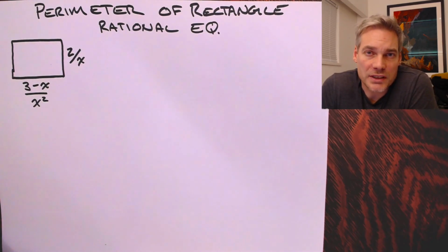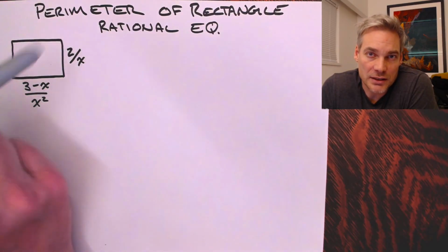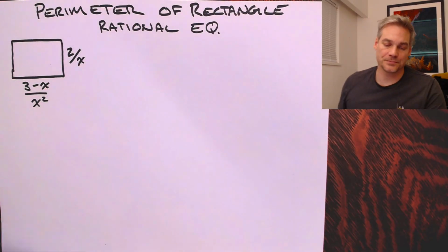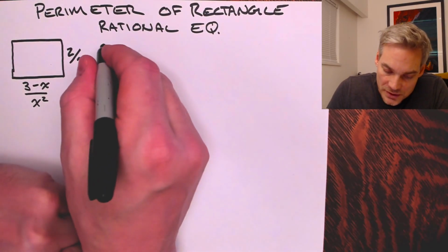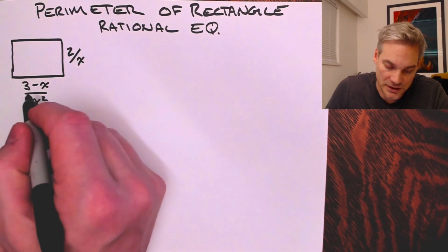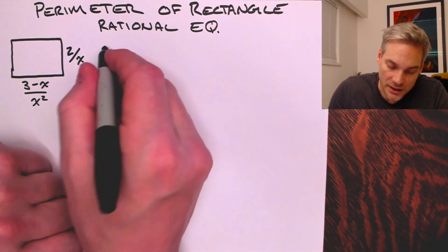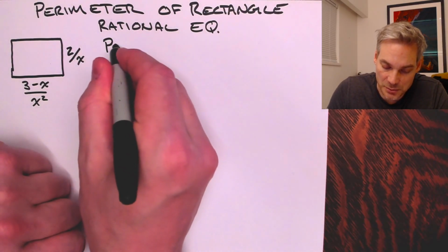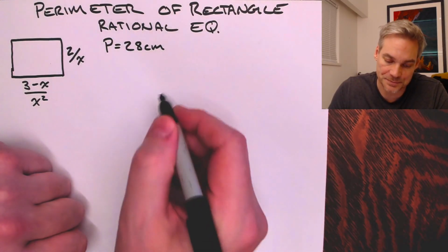Okay, so in this we're going to go over a problem where we solve for the perimeter of a rectangle using rational equations. So in here we've drawn the rectangle out. One side is 2 over x and the other side is 3 minus x over x squared. And in the problem we're given that the perimeter equals 28 centimeters.